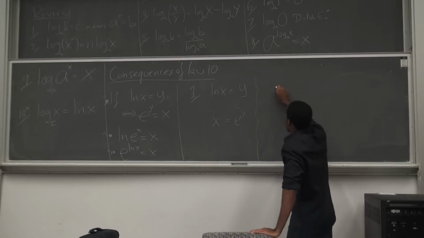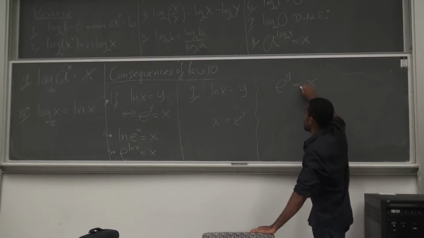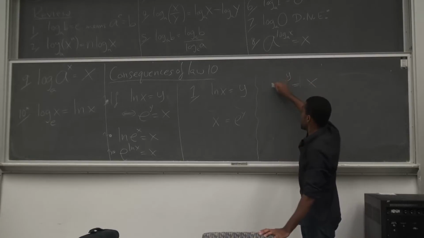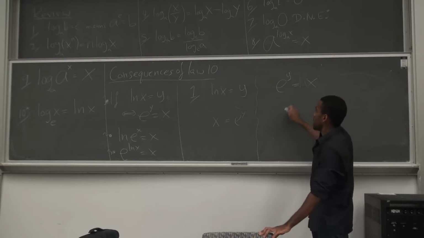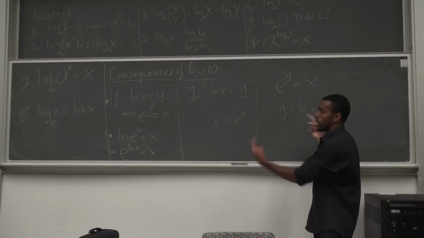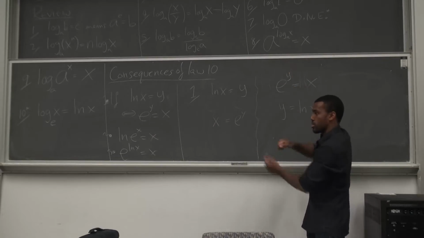Or vice versa, if I know that e to the y equals x, I can take the ln of both sides, so I can put ln on both sides. So plug each part into a log. On this side, ln and e will cancel. That will give me y, and this will just leave me with ln x. So I can go back and forth by using laws 8 and 9 in equations to plug guys in.